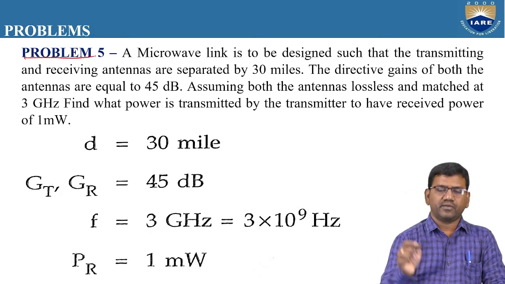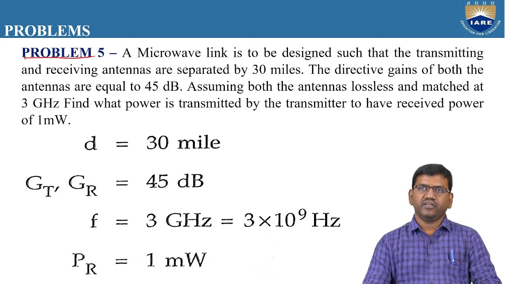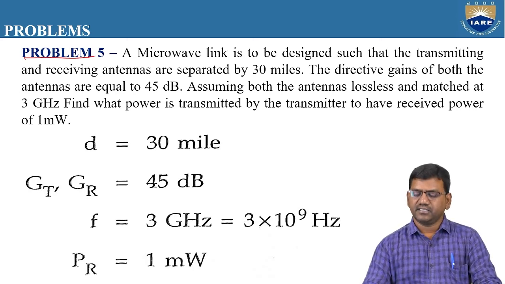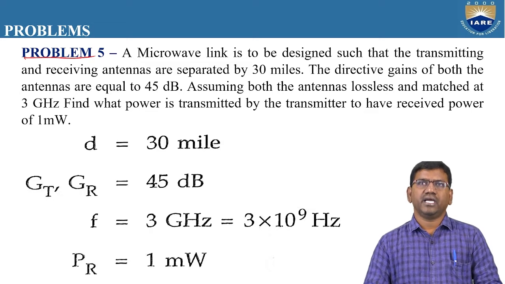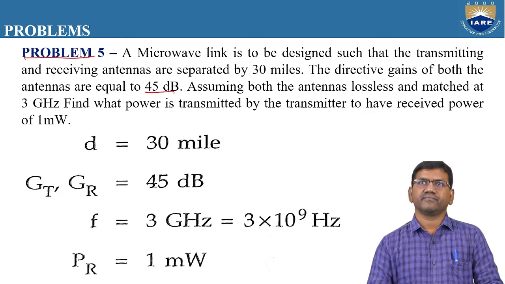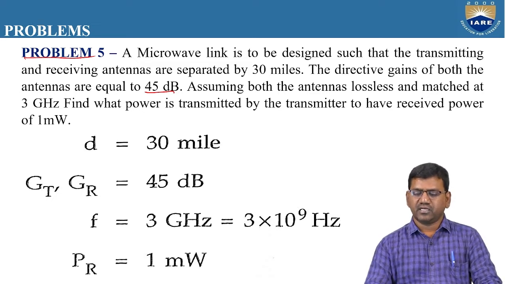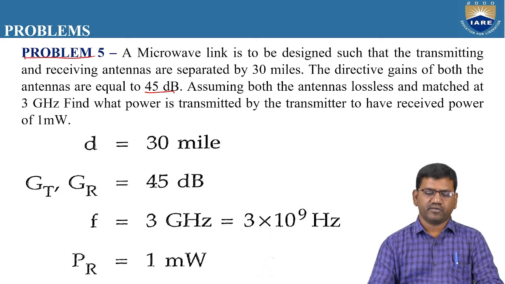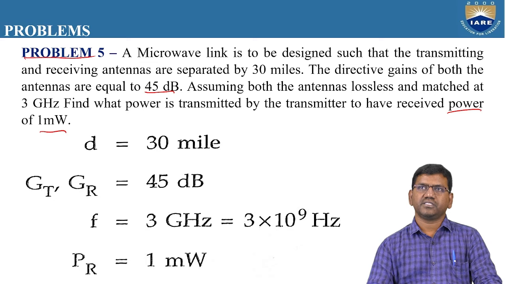Next, we will see another problem, problem 5. A microwave link is to be designed such that the transmitting and the receiving antennas are separated by 30 miles. The directive gains of both the antennas are equal to 45 dB. Assuming both the antennas are lossless and matched at 3 GHz, find what power is transmitted by the transmitter to have a received power of 1 milliwatt.